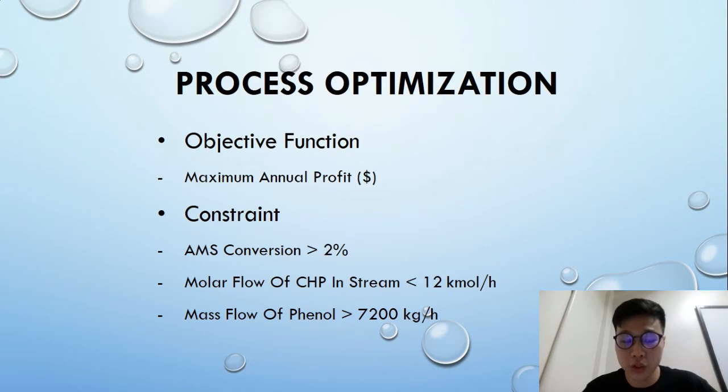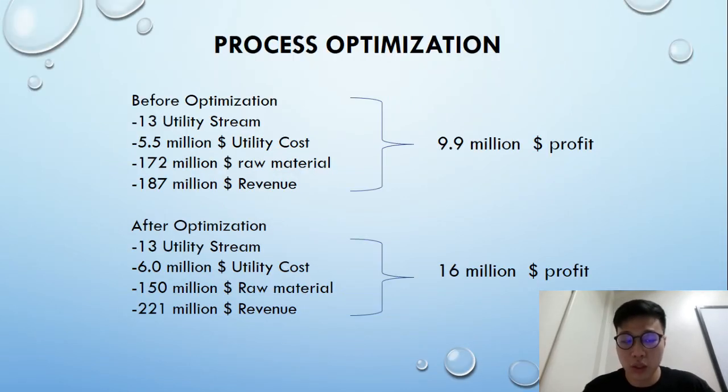The third constraint is about the mass flow rate of phenol. The mass flow rate of phenol must be larger than 7,200 kg per hour. So the mass flow rate of production in the distillation column must not be less than 7,200 kg per hour, which is our third constraint. After the constraints, we can look at our optimization utility stream.